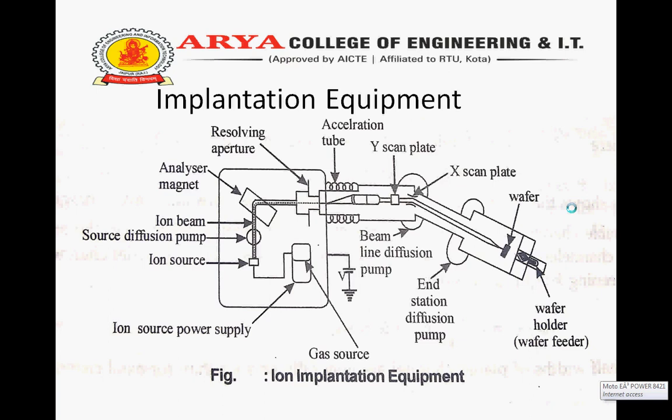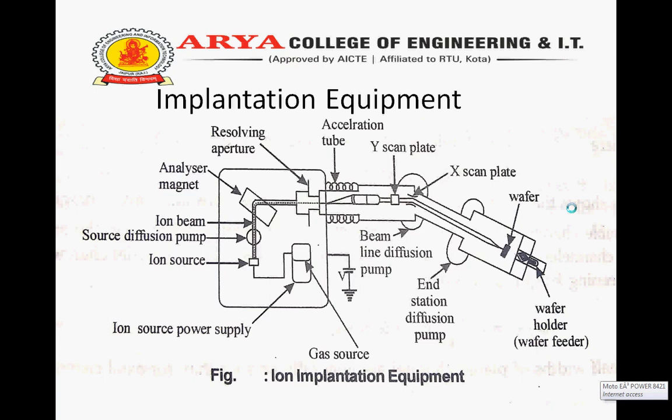deflected. Three quantities define the ion implantation step. First is ion type. The ion type is determined by the magnetic field of the analyzer magnet. In a magnetic field of strength B, an ion of charge Q moves in a circle of radius R where RB equals MV upon Q, equal to under root 2 MV upon Q. Small v equals ion velocity, capital V equals source extraction voltage.